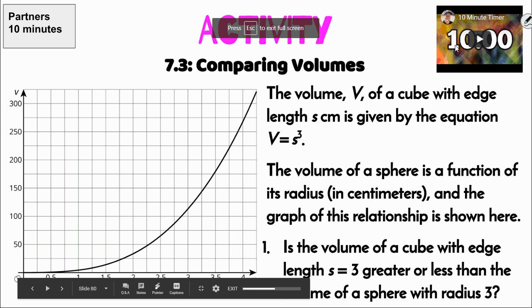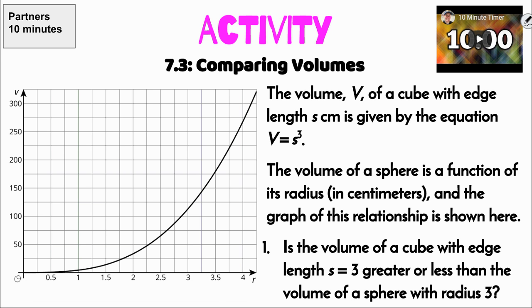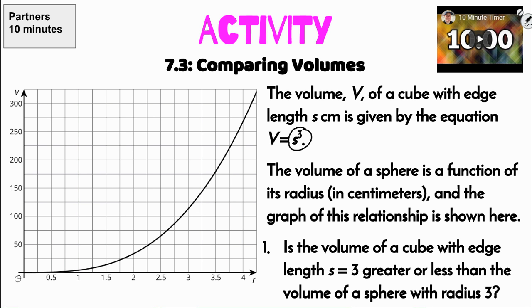Alright, so this is activity 7.3, comparing volumes. The volume V of a cube with edge length s centimeters is given by the equation V equals s cubed. So we can say this s with the exponent 3, we can say that is s cubed or s to the third power.